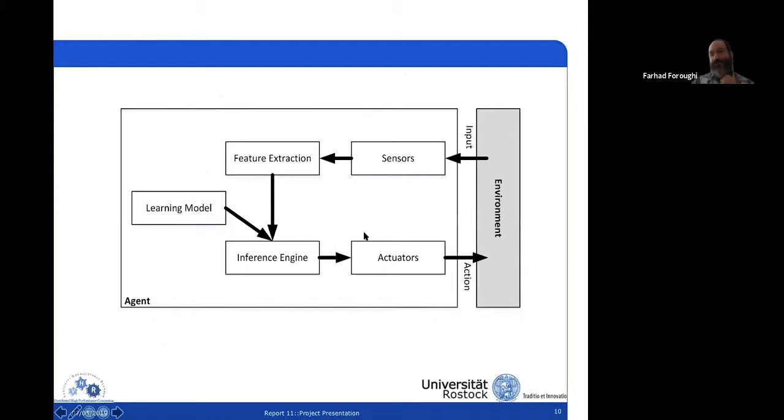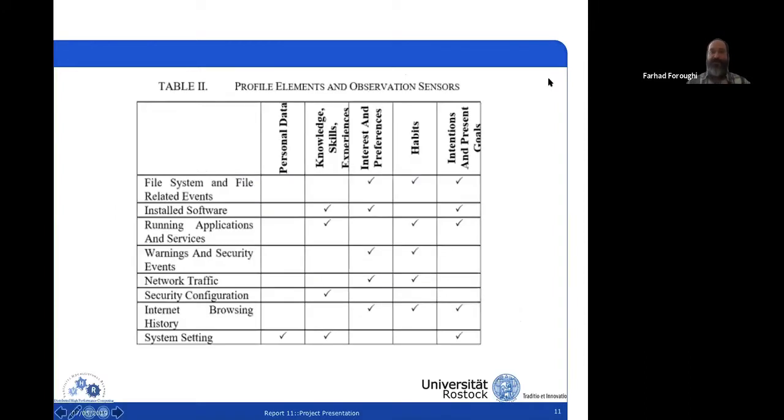This is a model for the observer. As you see, we have the environment. Sensors monitor the environment to collect data. Then it goes to feature extraction and assigns the learning models or inference engine. And then when we need, we have to provide actions, for example, an immediate alert or immediate awareness about the risky behavior.